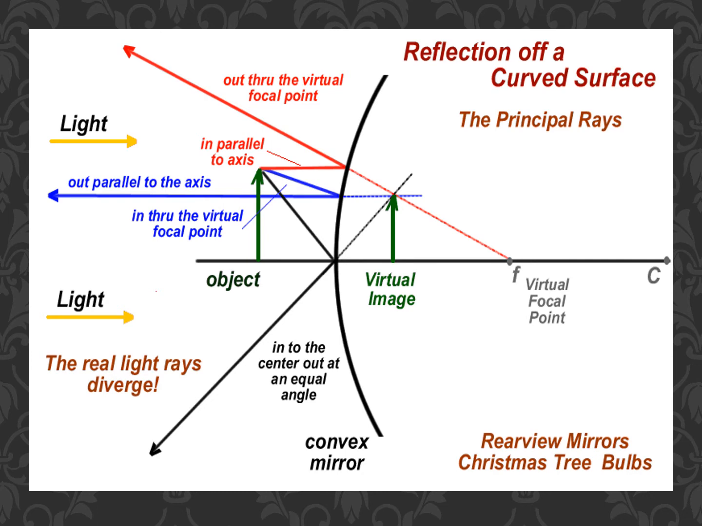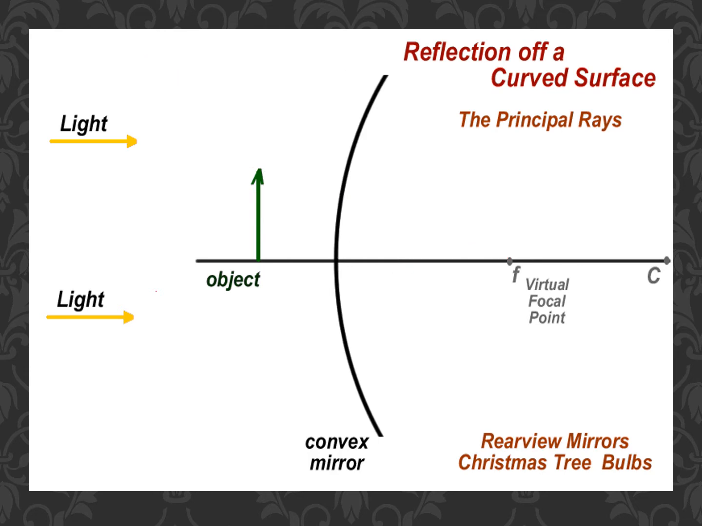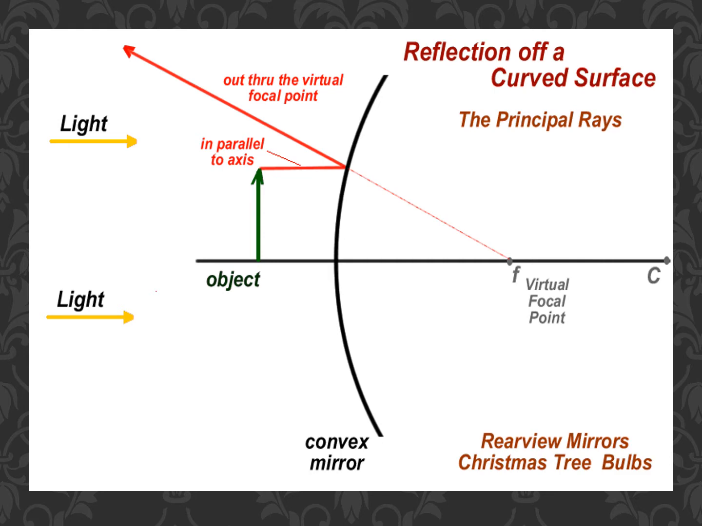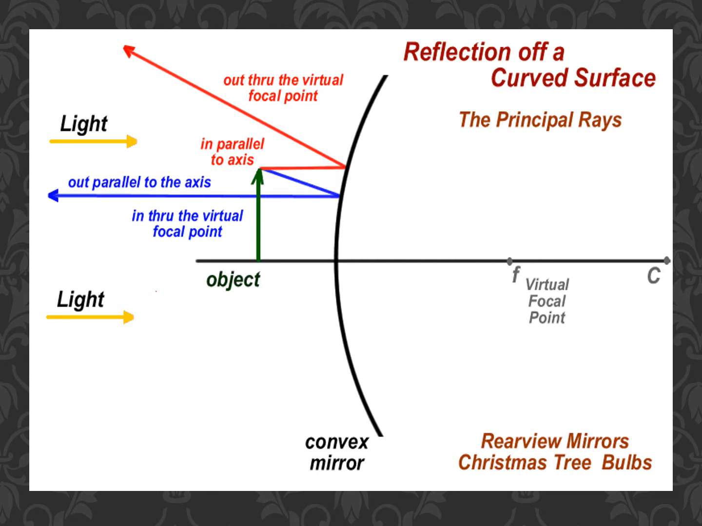Now the first lecture is about reflection from a curved surface, and we discuss here the convex mirror for it. As you know, convex mirrors are those mirrors whose outer curved surface is reflecting. Now we are going to place an object on the principal axis upright. As you can see, the object is represented by a line with an arrowhead.